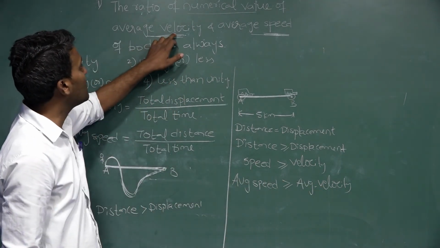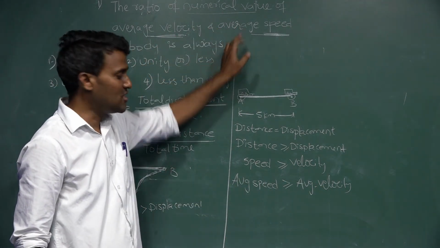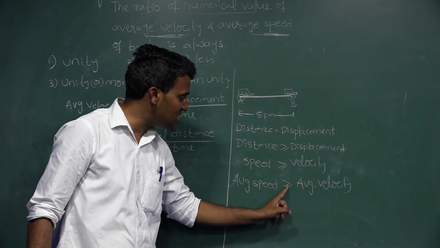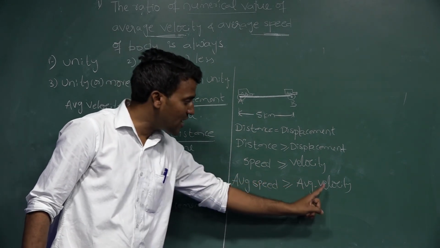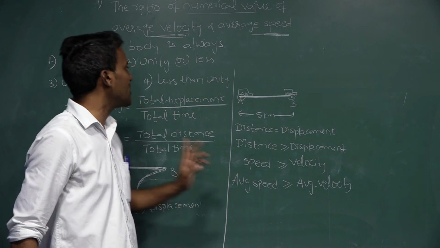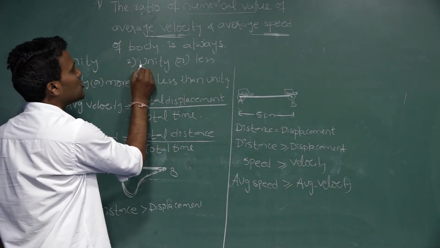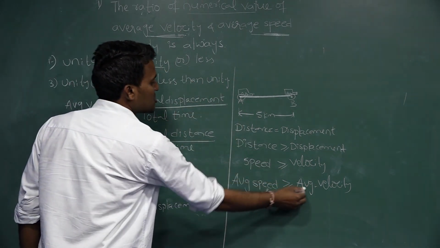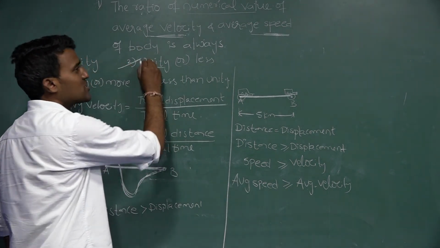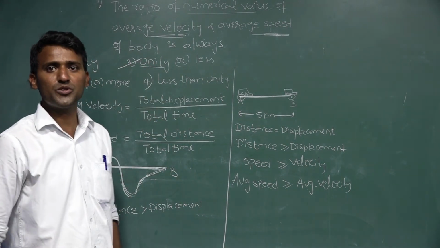Now here they are asking about average velocity and average speed. Average velocity is less than or equal to average speed, so the ratio of average velocity to average speed is less than or equal to one. Option 2 is the correct one.